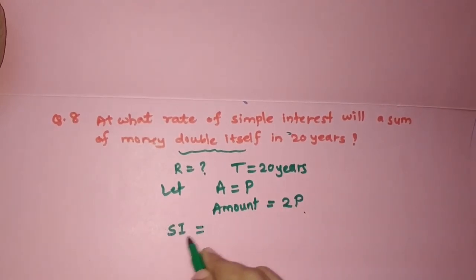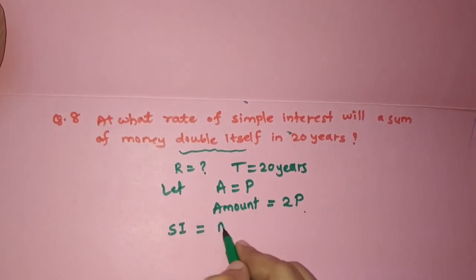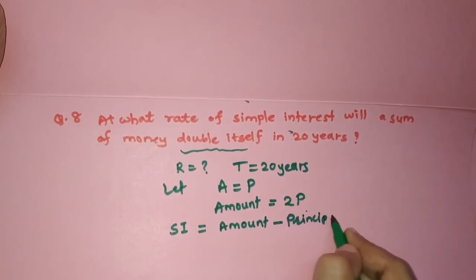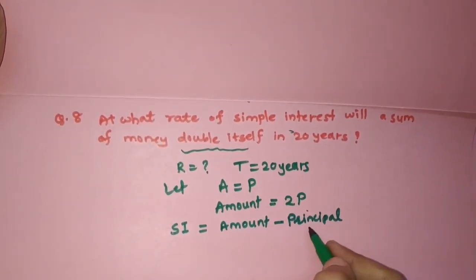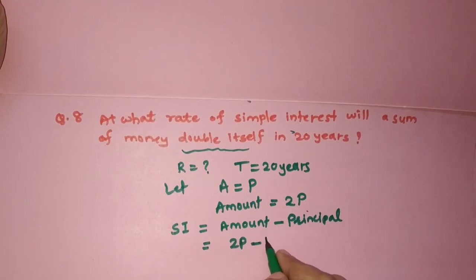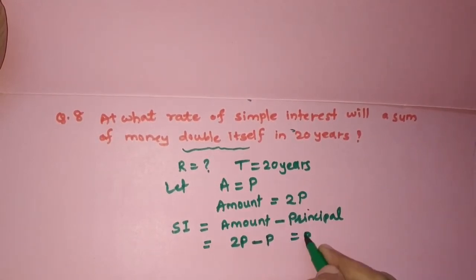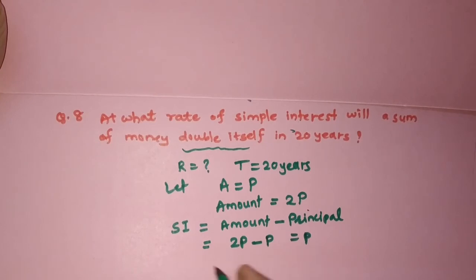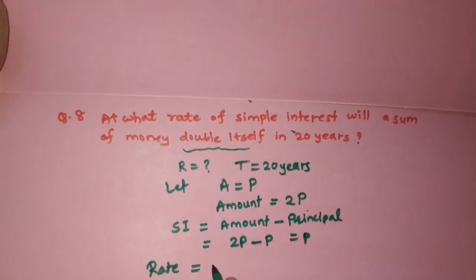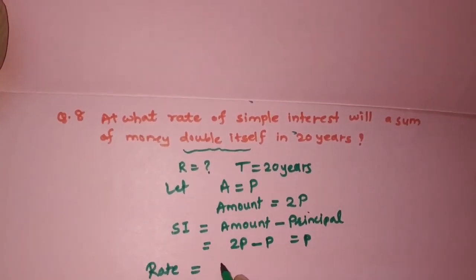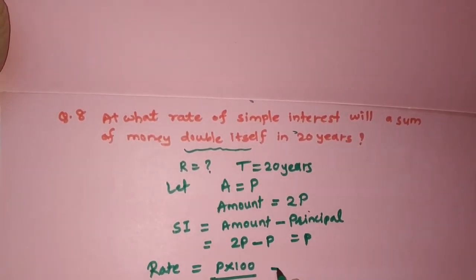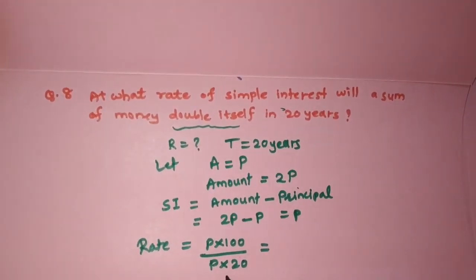If you want to find out the simple interest from this, write down the formula. Simple interest is amount minus principal. This is the formula for simple interest. So amount is here double and the principal is P, so 2P minus 1P will get P. So friends, now finally we'll write down the rate formula. Rate is equal to P into 100 divided by P multiplied by 20. Just put the values here.